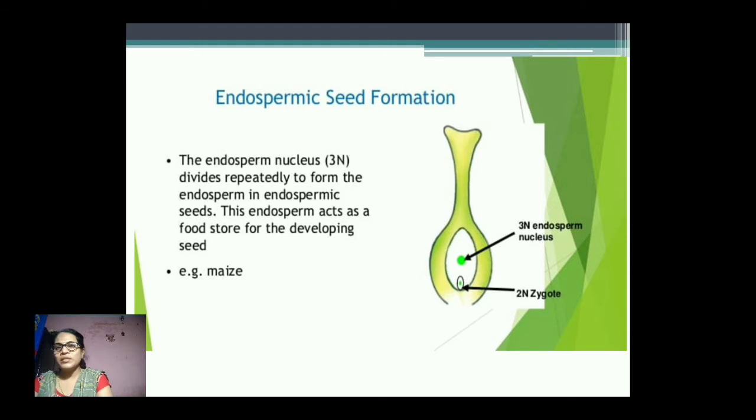Then endospermic seed formation. The endosperm nucleus, 3n in number, which is present in the middle of the ovary, repeatedly divides to form an endosperm and endospermic seed. This endosperm acts as a food store for the developing seed. Example is maize.